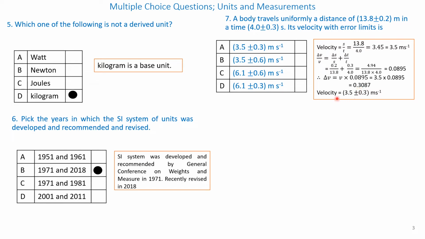Hence, velocity is 3.5, which we have found here, and error is 0.3. That is meters per second. So, the answer is available in option A. Mark it as option A.